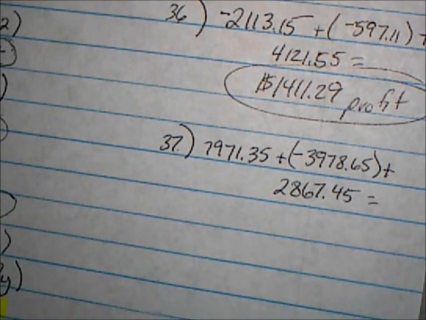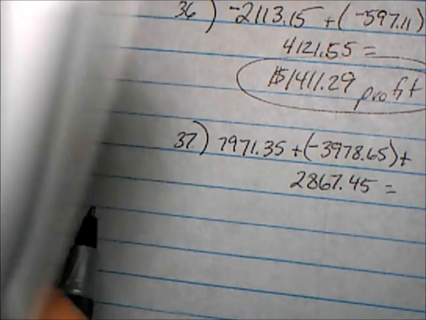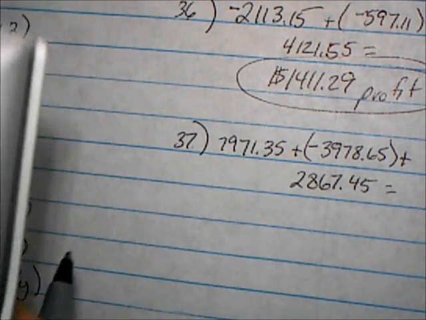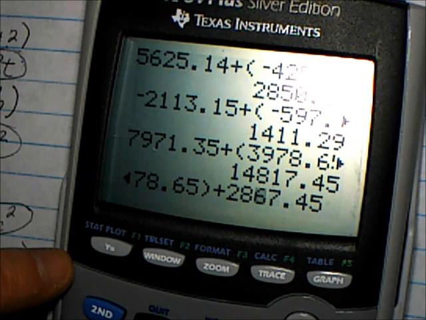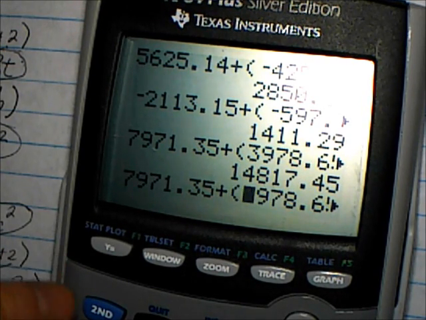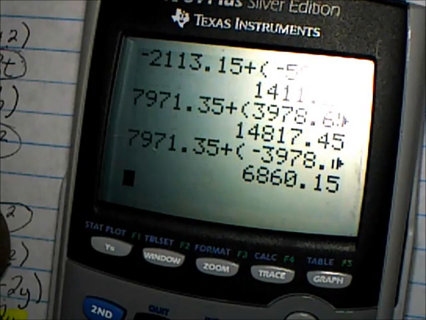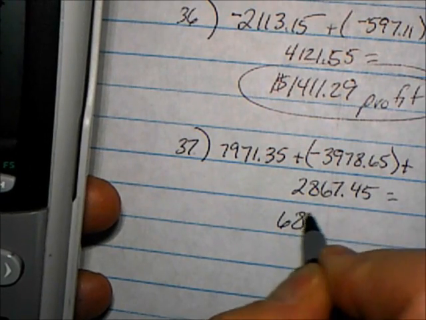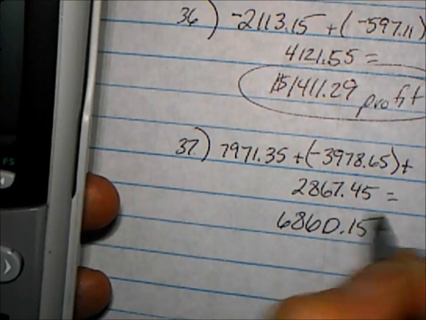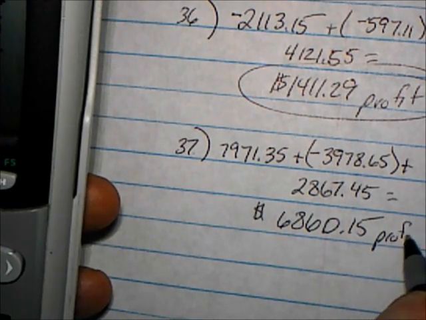I hear low numbers. What do you have? Did I type something in wrong? I got something totally different. Oh, I forgot my negative right there. 6860? Okay, so 6860.15. Is that a profit or loss? Profit. We got all good profits going on today.